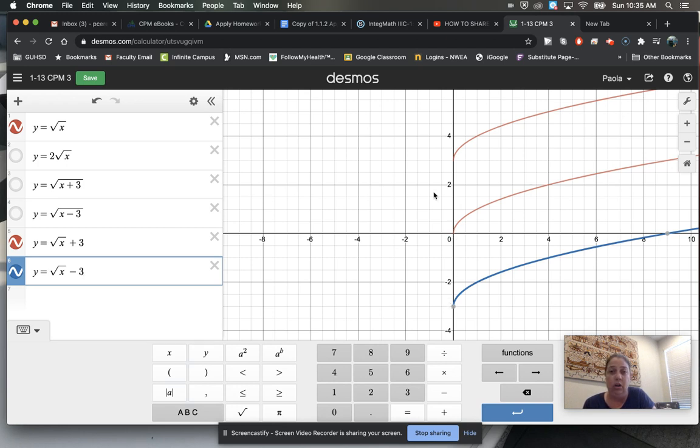Okay, your job is to pick 2 equations and fully describe them. The equations are on the worksheet that is attached.